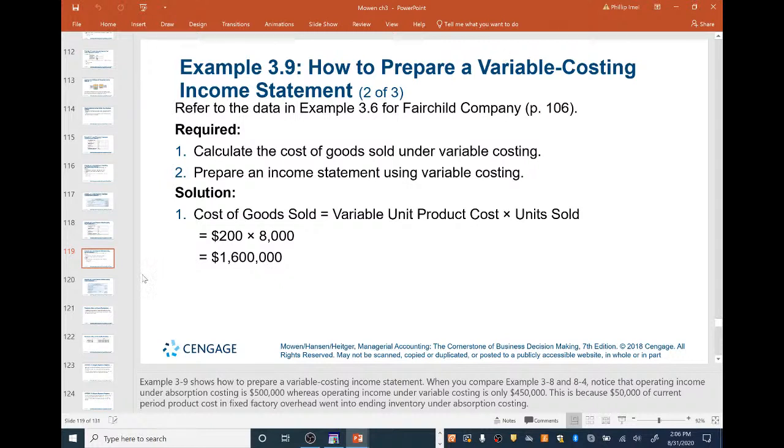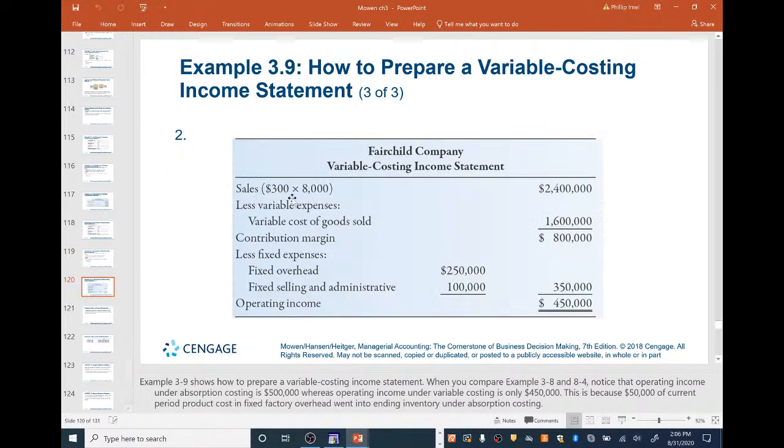Okay, so now let's look at the income statement. It says prepare an income statement using variable costing. Once again, sales are the same. We sold 8,000 units at 300 each. 2.4 million was our sales revenue. Then now we want to back out the variable expenses, okay?